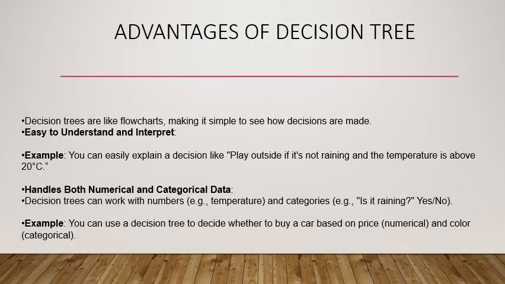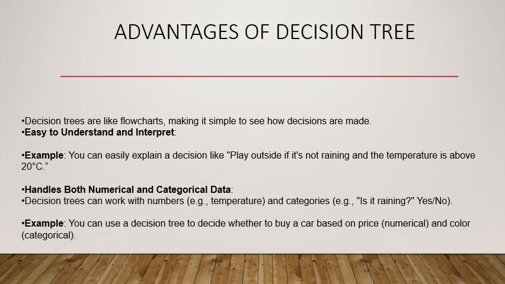Next, advantages of decision trees. Decision trees are like flowcharts, making it simple to see how decisions are made. Okay, it is easy to understand and interpret. Example, you can easily explain a decision like play outside if it is not raining and temperature is above 20 degrees.